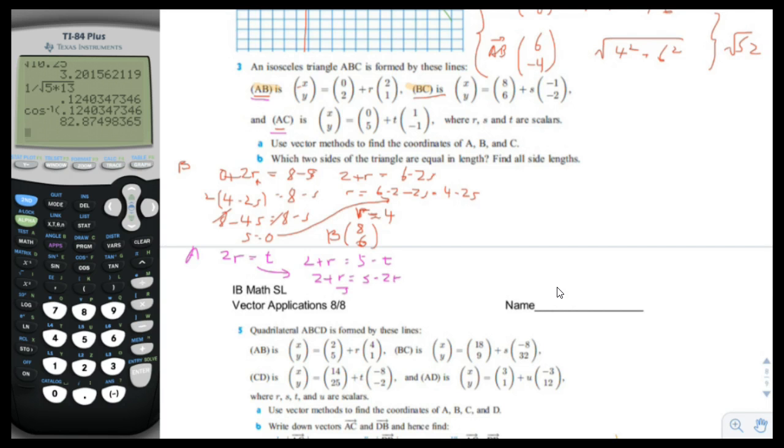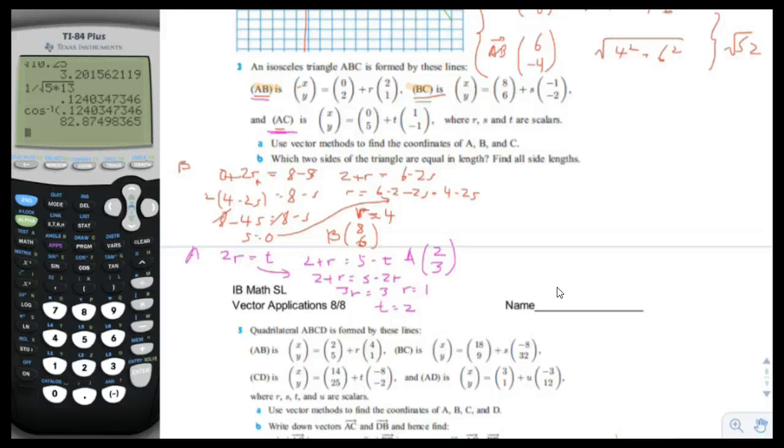And so now we have 3r is equal to 3, so r is equal to 1. If we know r is equal to 1, then we know that t is equal to 2. So now we can find, using r or t, the coordinate for A. So let's see. We'll use this equation here. So we use t equals 2. So the x-coordinate for A would be 0 plus 2. And the y-coordinate for A would be 5 minus 2, which would be 3. Okay? Last of all, let's find C.